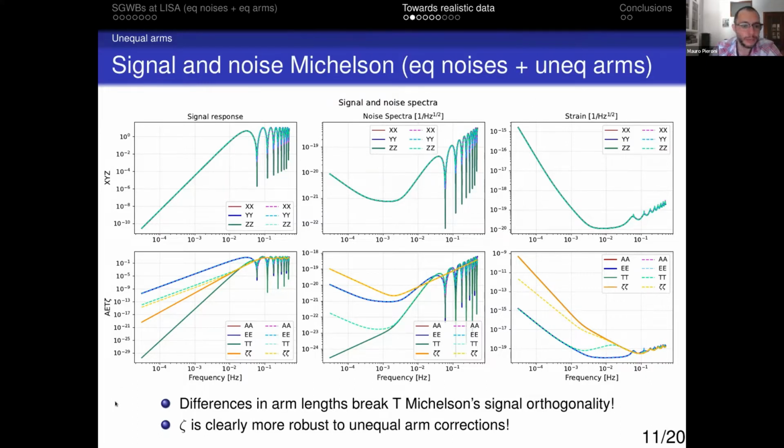On the other hand, when I move on to the AET basis, so onto the orthogonal basis, you can see that T is actually modified quite a lot. In particular, this is visible from this plot here, where you can see that while T was supposed to be matching with Z, so supposed to be signal orthogonal, at some point this orthogonality is broken, and basically it goes back, it matches with the other two variables. Z, on the other hand, here can be seen to be way more robust to corrections due to unequal arms.